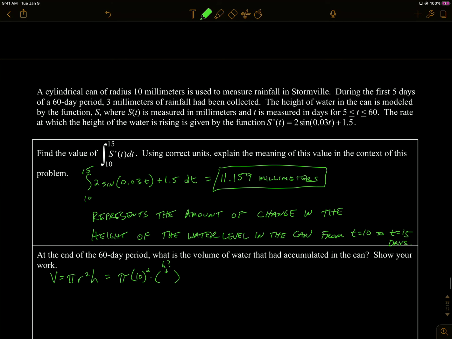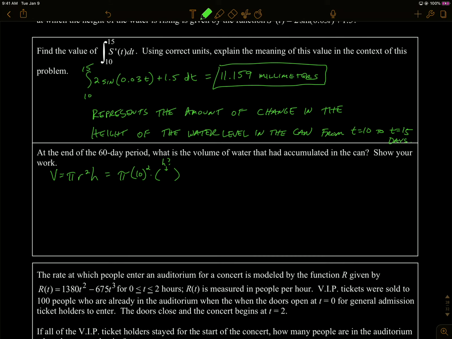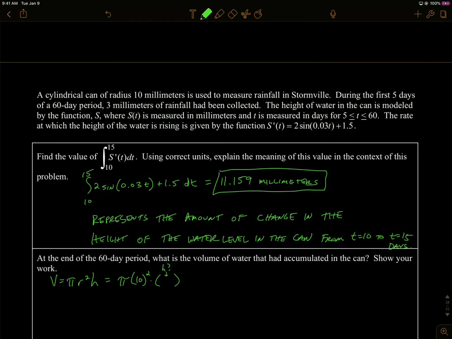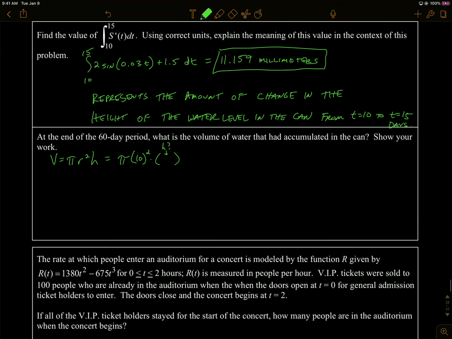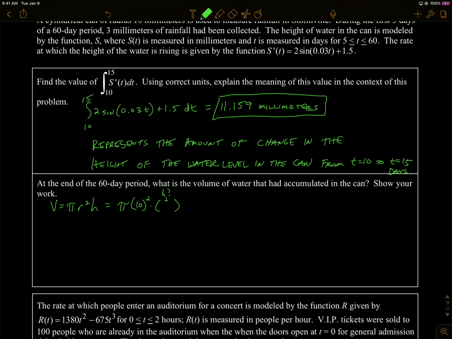Remember, I'm given a derivative equation, and if I want to find an original value, we can use the fundamental theorem of calculus and solve. But now I've recently started changing over to our starting amount, so they must give us one. During the first 5 days, 3 millimeters have been collected. So we know that 3 is where we're going to start, and that was from 5 days that had already occurred. So that was from day 5 to day 60.